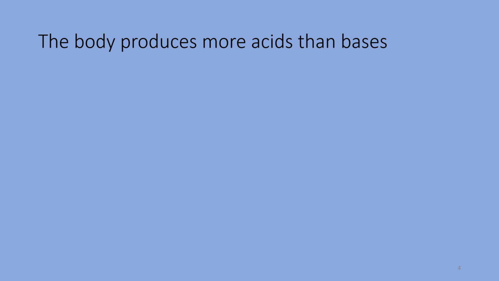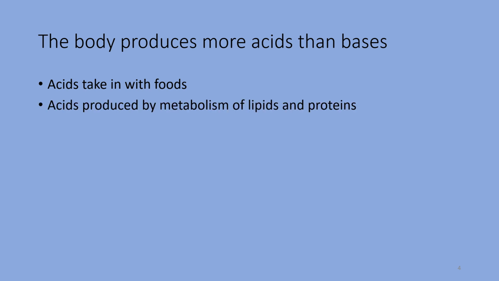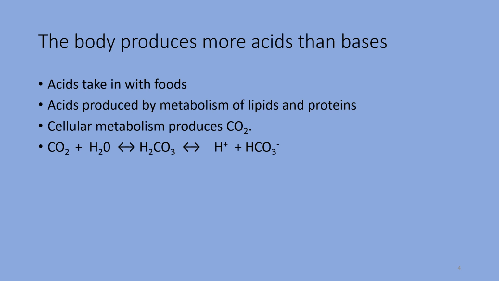The body produces more acid than bases. Food intake ingests acid. Acid is also produced from lipid and protein metabolism. Cellular metabolism produces carbon dioxide. Carbon dioxide reacts with water to form carbonic acid. Carbonic acid then dissociates into hydrogen ion and bicarbonate ion.